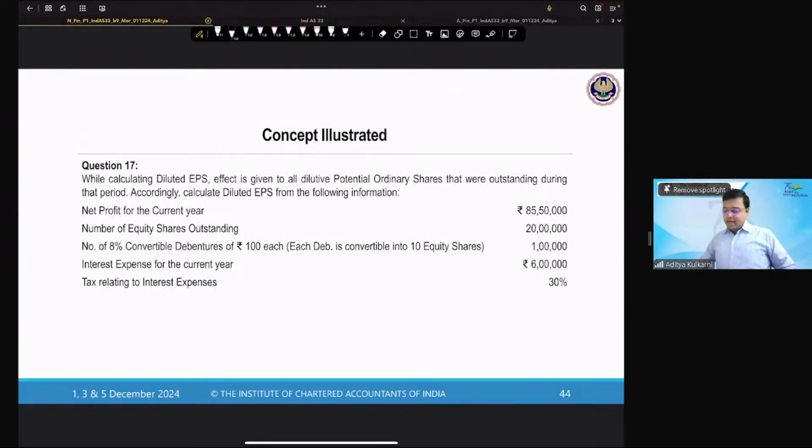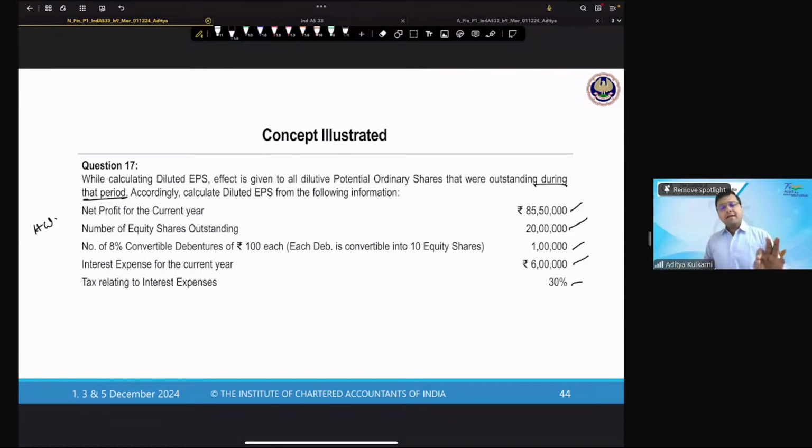While calculating diluted EPS, effect is given to all dilutive potential ordinary shares that were outstanding during that period. Accordingly, calculate diluted EPS from the following information. Net profit for the current year is given. Number of equity shares outstanding is given. 8% convertible debentures of rupees 100 each is given. Interest expense for the current year is 6 lakhs. And tax relating to interest expenses is 30%. I gave it for homework. You want to do this for homework? Yes, sir.